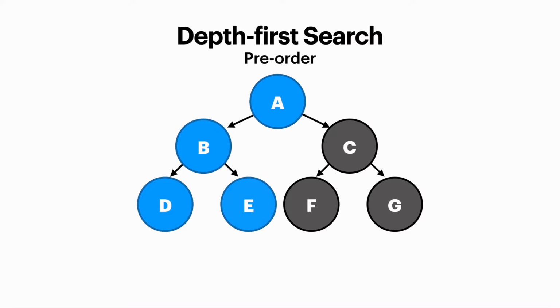So we're going to go back all the way up to A. And we're going to visit A's second child, which is C. So we're going to visit F next and then G. So that's a pre-order depth-first search.